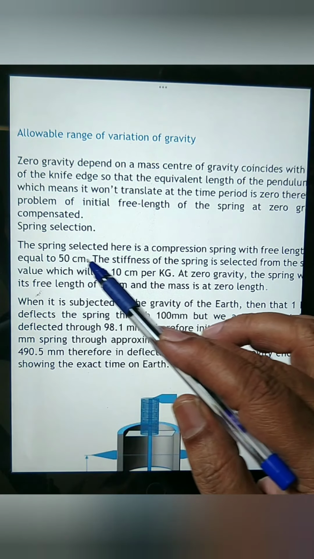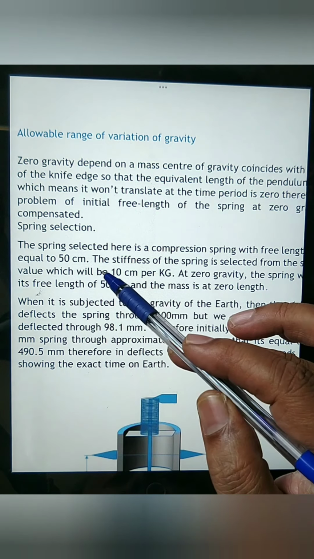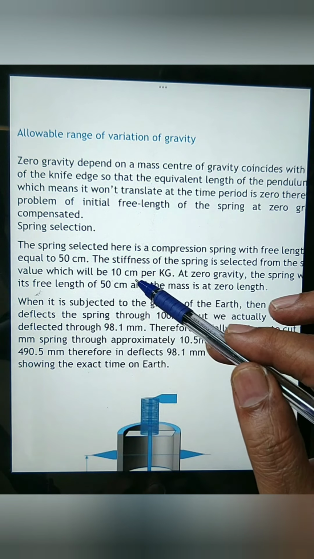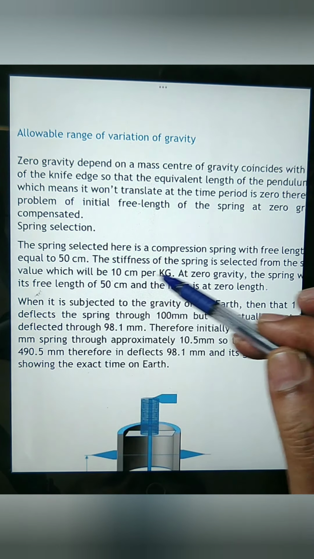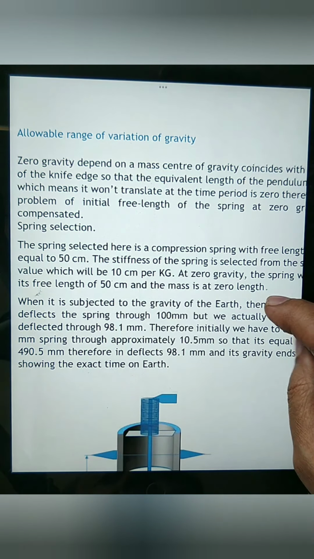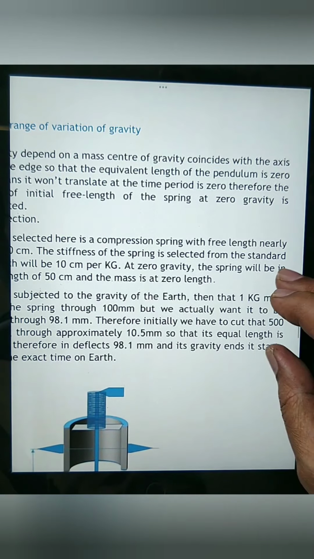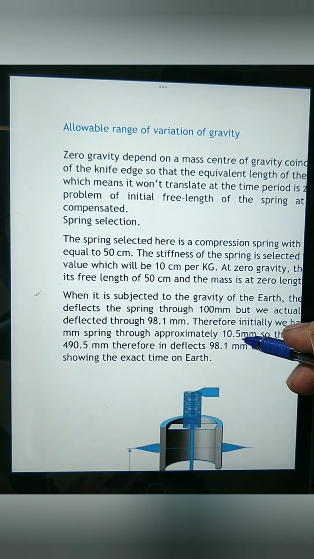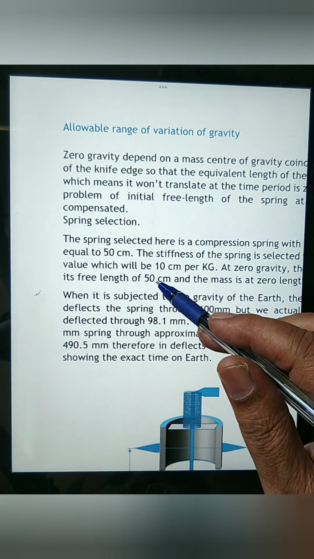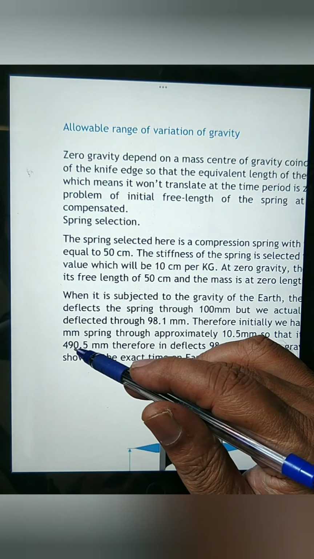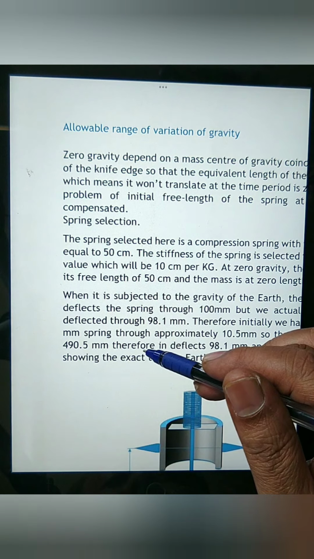What we can get is, we can easily get a 50 centimeter spring length which can have 10 centimeter per kg of stiffness. Very easy to get such a spring from the shop. Take the 10 centimeter per kg and out of 50 centimeters we have to cut down. Remember, we have to reduce the length through 10.5 millimeters. So out of 50 centimeters, which is equal to 500 millimeters, we are cutting 10.5 millimeters or 1.05 centimeters, resulting in 490.5 millimeters of this spring in its free length.